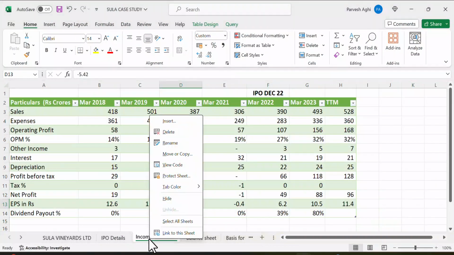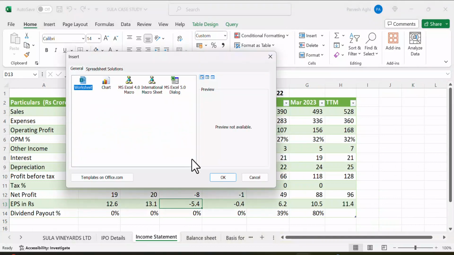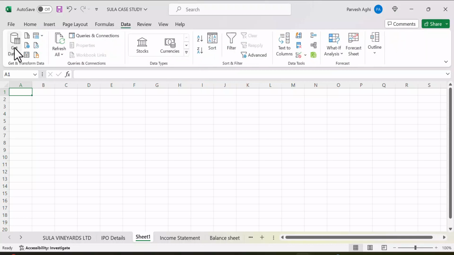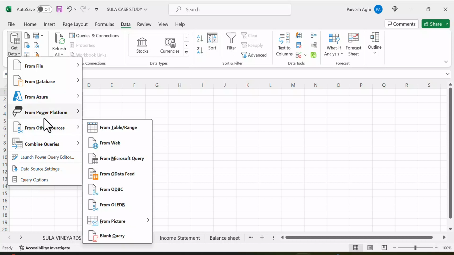Make one sheet as insert. Just put a blank sheet here, or even before you open this, just open an Excel sheet, any Excel sheet. Okay, fine. And go to data at the top. Okay, data. Go to get data. Okay, and get from other sources. Okay, and go to from web.